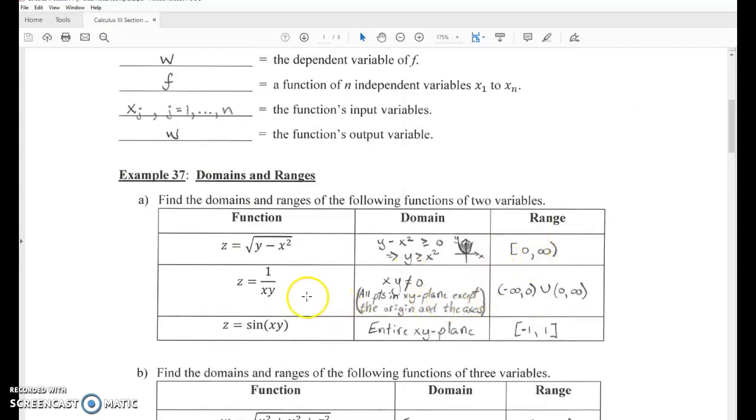Now what's the range of this? Well, the range of this is basically any value, except you can't have 0, right?